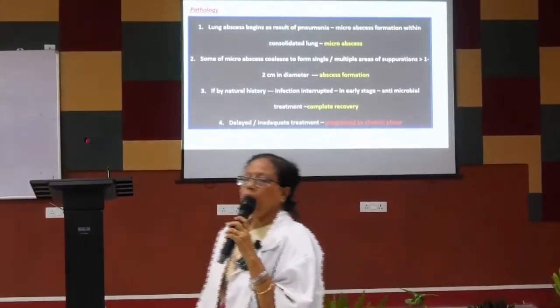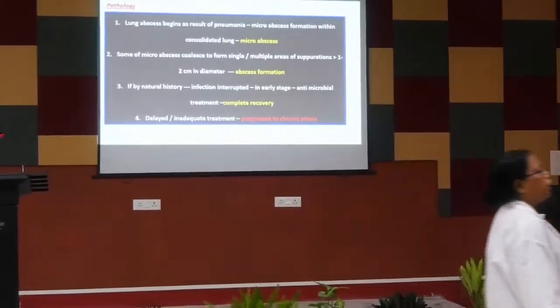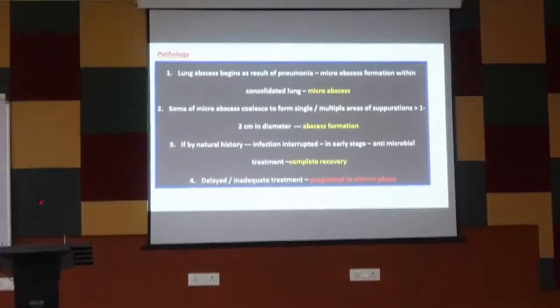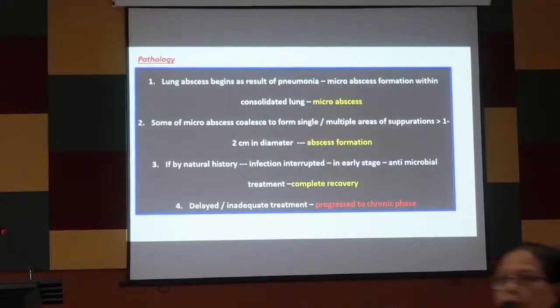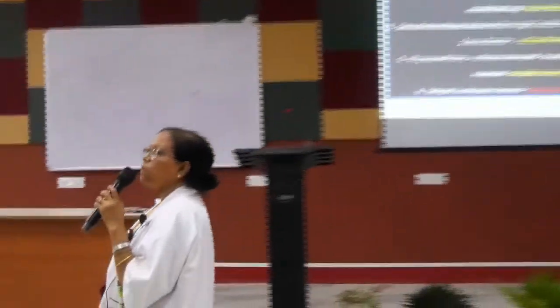Now what happens? Whatever the source, the septic focus lodges in the lung and produces a small consolidation, the micro abscess. Then some of these micro abscesses coalesce to form a macro abscess, extending from a few millimeters to a few centimeters as a macro septic formation. If that is not removed by antibiotics, they produce the lung abscess.